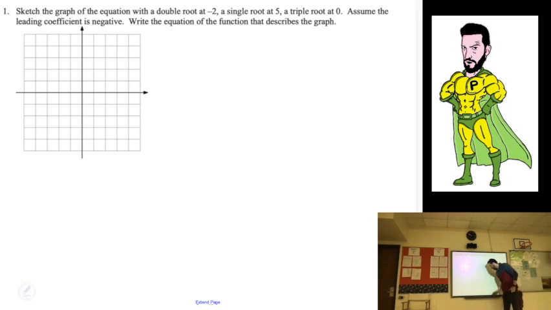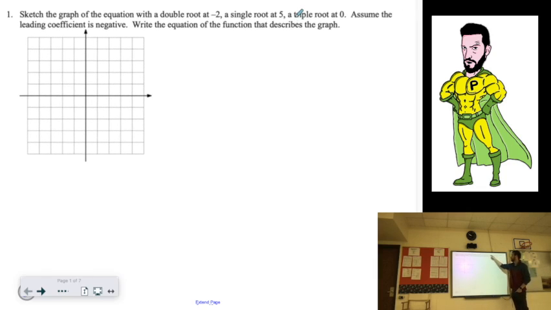So the first thing I noticed was they had that triple root of 0. Remember, if they're doing a double root, that would be squared. Triple root in this case would be cubed. So if the root was 0, that would just be like an x on the outside. But this is a triple root, so it would be x to the third.